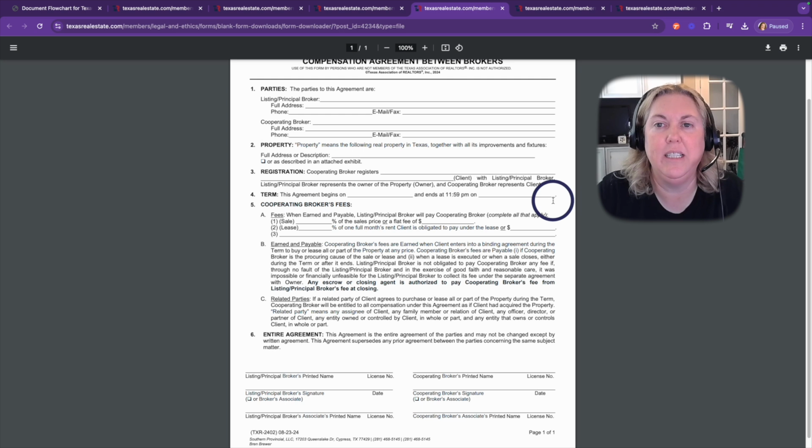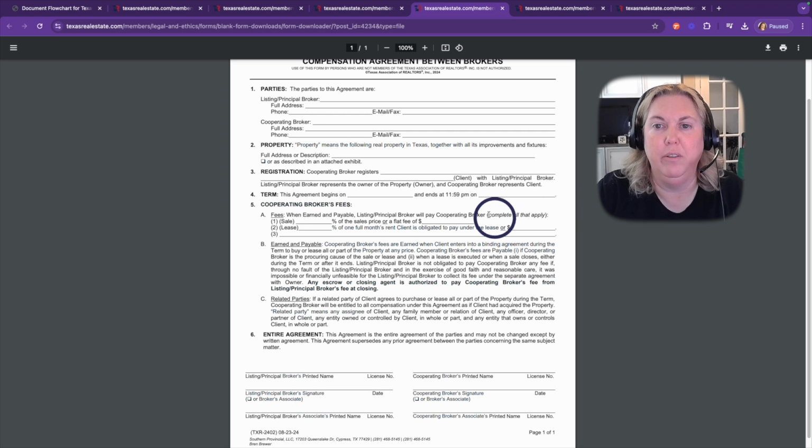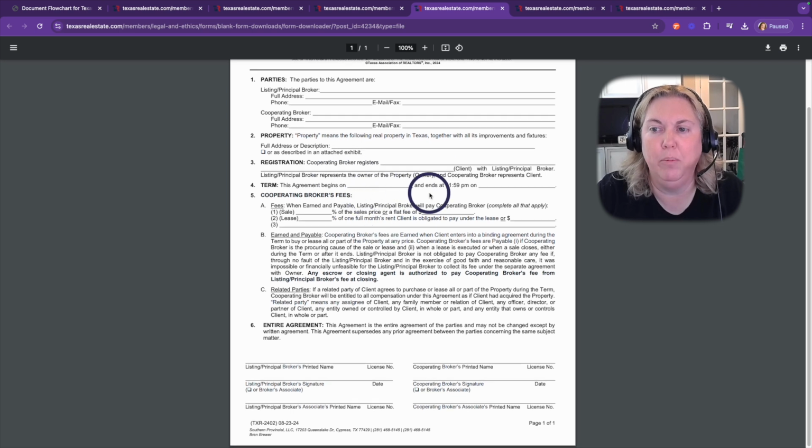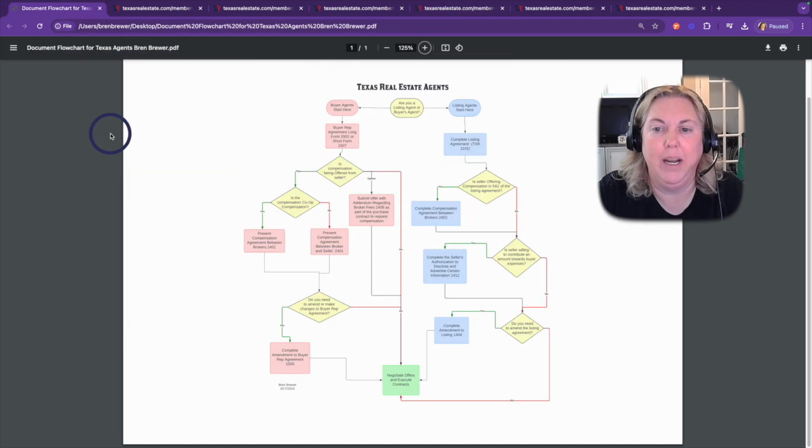So what that means is the seller is paying the listing side, the listing brokerage, and the listing brokerage is paying the buyer brokerage. You'll fill this out, you'll put the listing and the cooperating broker, you'll put the full address of the property, you'll register your client with that broker, you'll put a term, and then you'll put any of the fees that were agreed upon. You'll fill out the bottom and sign it. Both brokerages need to sign. Listing agent and buyer agent need to sign. Back to the flow chart.